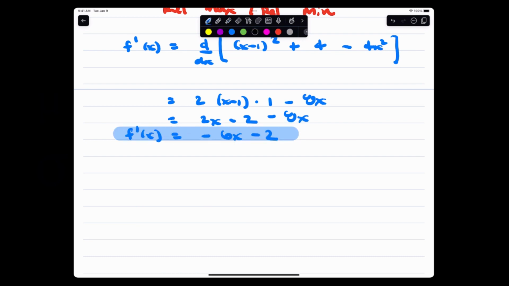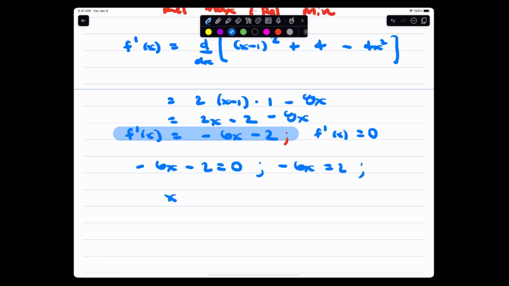So you go through the process. You go, oh, I got to find those critical values. Yes, set the derivative equal to 0. And what that means is we get negative 6x minus 2 equals 0. And that means minus 6x equals positive 2. And that means x is negative 1/3. You guys okay with that?